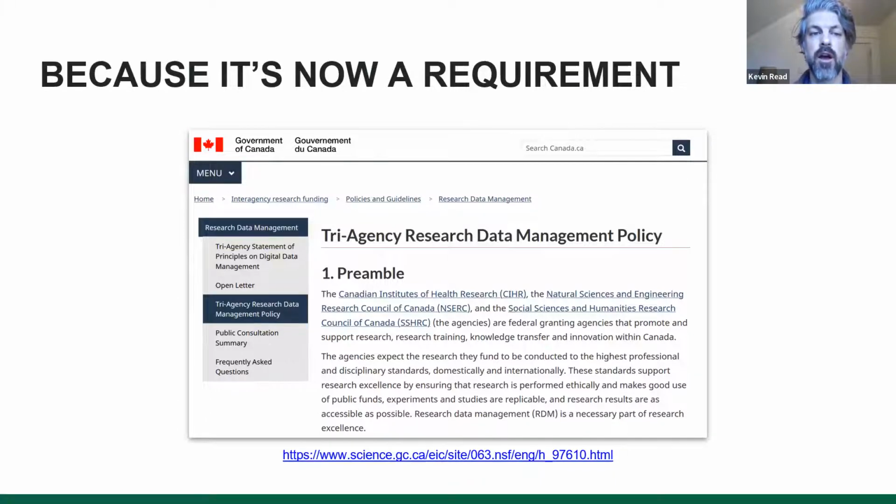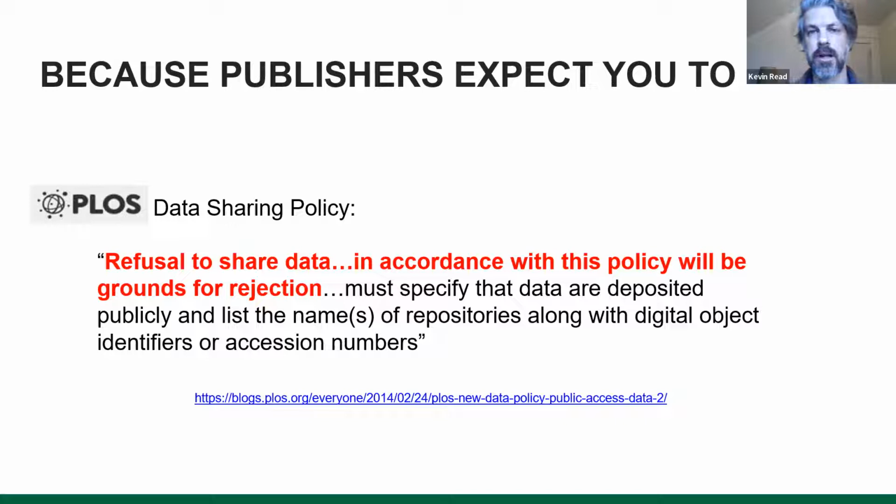We also know, beyond government policy, that publishers are now expecting you to share your data. One of the first examples of this was PLOS in 2014, who released a data sharing policy that said, if you refuse to share the data underlying your publication and you don't show proof that you've shared, we will not accept your article, no matter how good the science is. Similarly, if you say you're going to share your data and then you remove it later, they will immediately retract your article as well. And we're seeing a lot of journals start to create these policies because they expect that alongside the publication, you're going to have well-described and shared data.